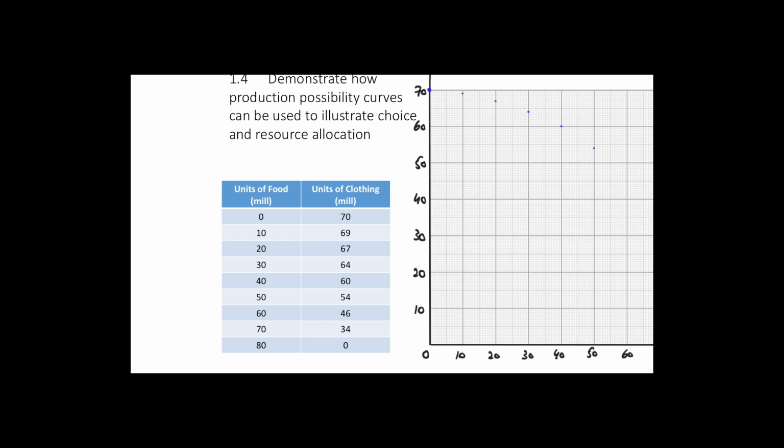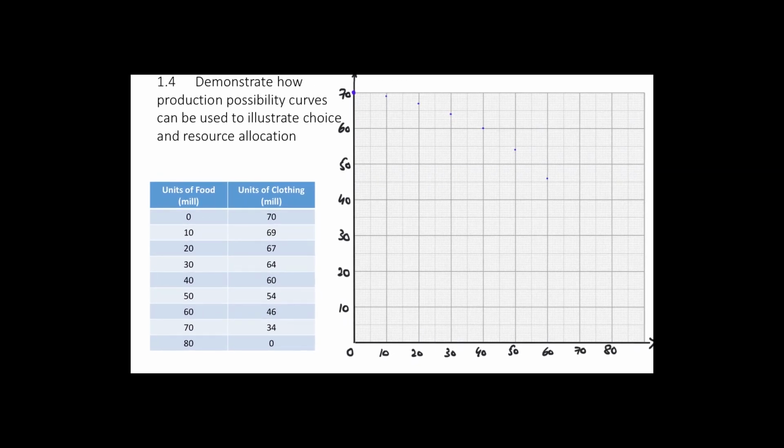Comes down to 46. And then 34. And then eventually 0, because all my resources have been moved from clothing to food, so I can make a maximum of 80 food and nothing of clothing. Let's connect the dots. And this is my production possibility curve.